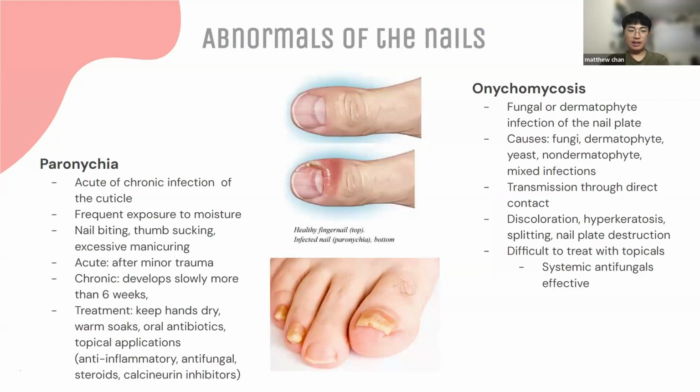So for abnormal findings, paronychia is the acute or chronic infection of the cuticle. And this happens when there's constant, frequent exposure to moisture. So you can get this through sucking your thumbs, biting your nails, or excessive manicuring. Acute infection happens after a minor trauma, but chronic develops slowly over 6 weeks.